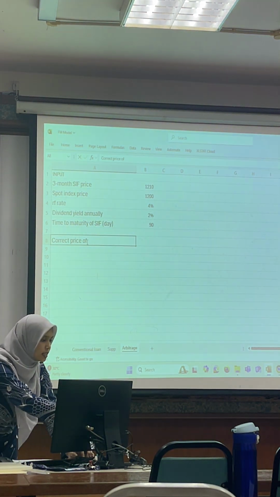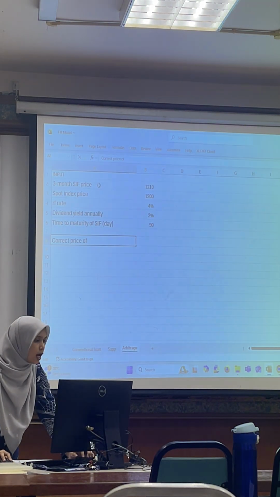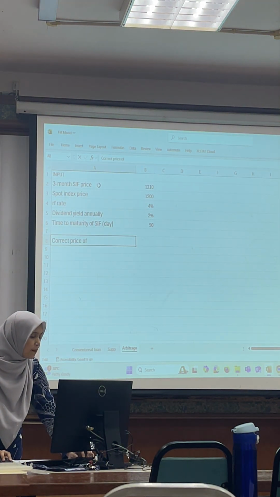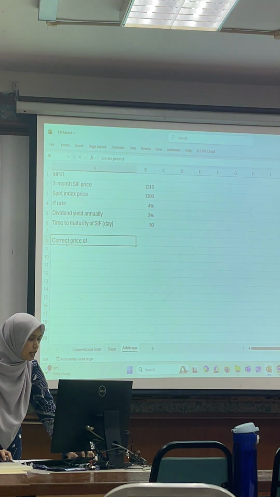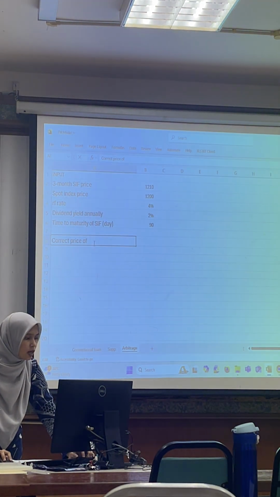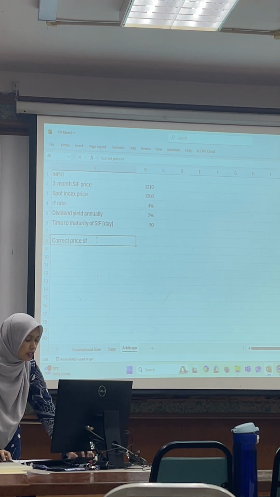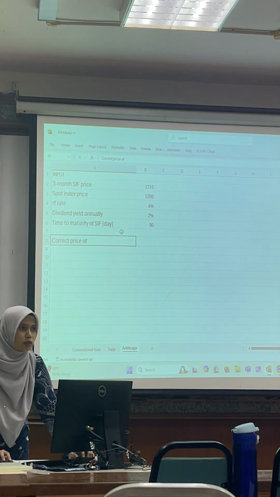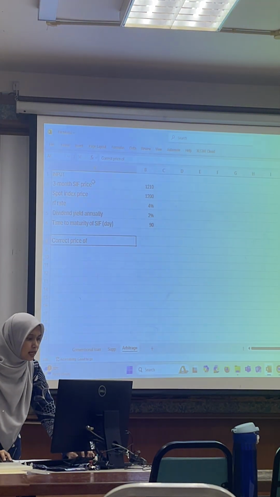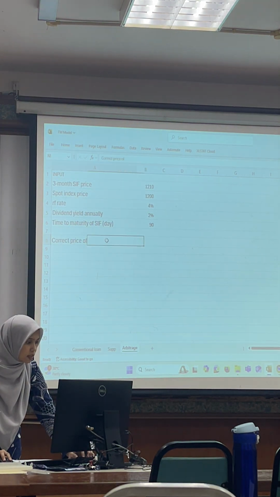From here they will say that it refers to STPO December 2024. So you can put it here, the correct price for December STPO December 2024. So you are referring to this product, right? Correct price.